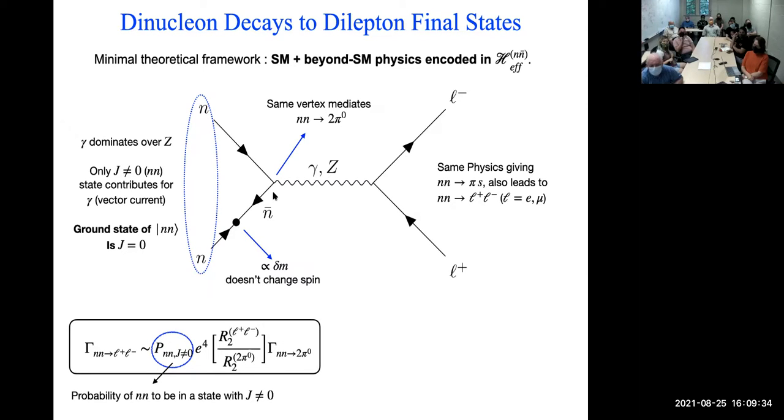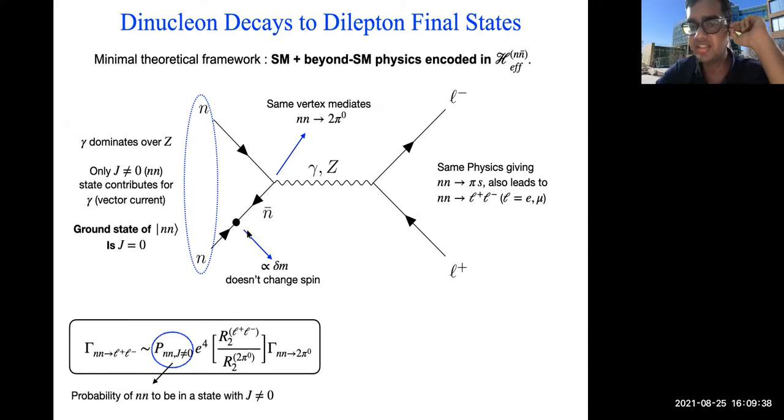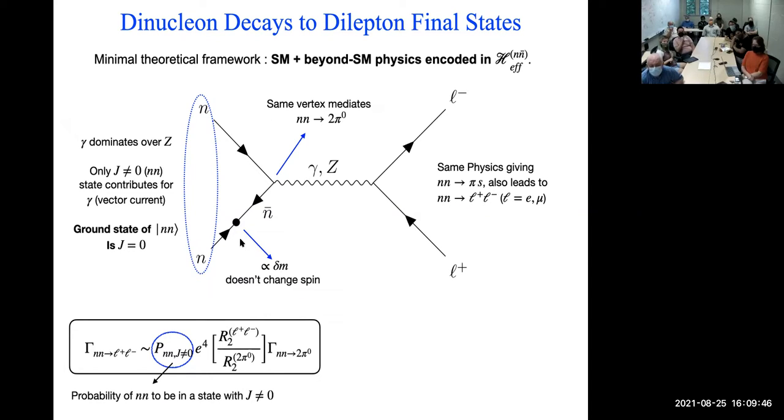How about conservation of spin in this vertex? It doesn't change the spin. This effective Lagrangian is invariant under the spin. It doesn't change the spin. No, a photon and Z has a spin 1, and the neutron has a spin 1/2, and this is S wave.